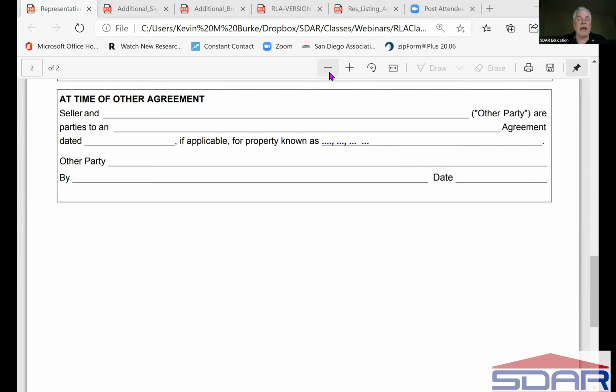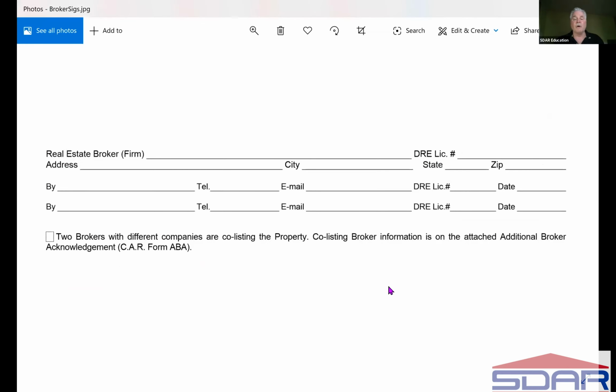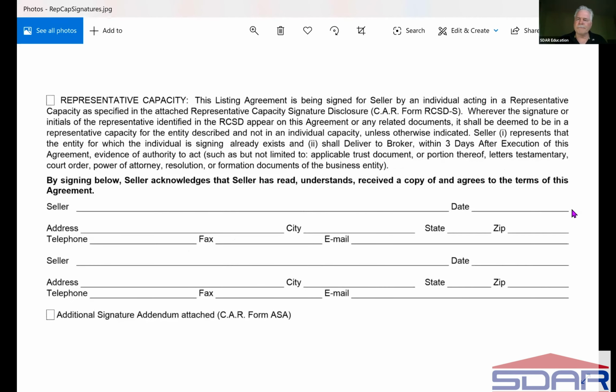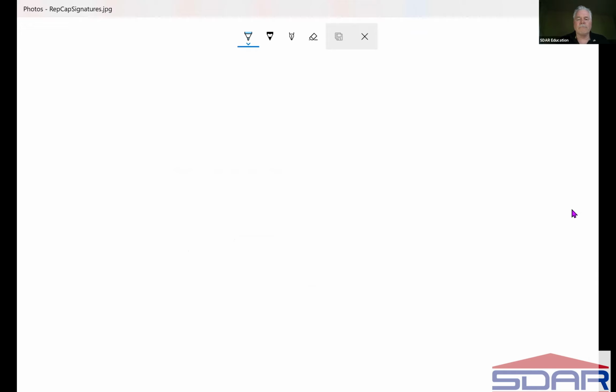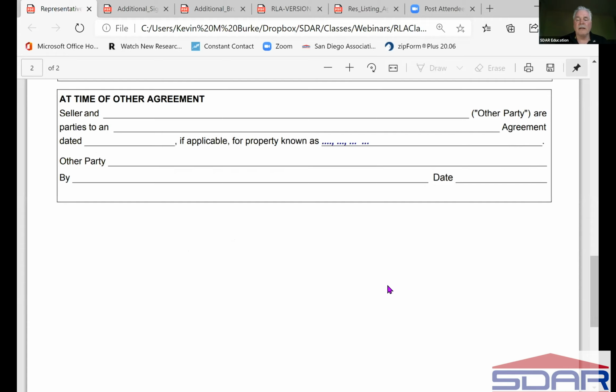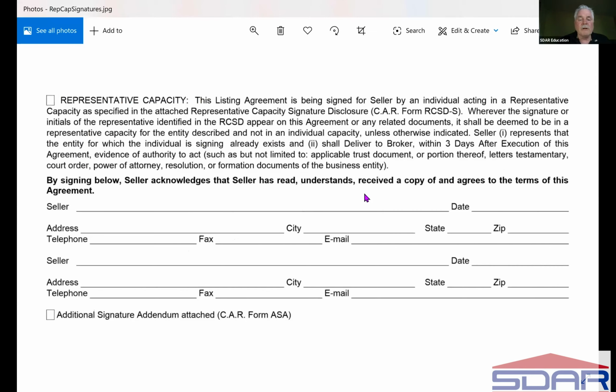Okay, so let's take a look now. I want to go back to the form. Okay, so let's go back to our signature page. Here it is. So this is the part where we were just doing ownership and title. This is the part that says representative capacity, and so it's being signed by the seller, et cetera. Okay, so this was my other agreement. Here we go. Okay, so by signing below, the seller acknowledges the seller has read, understands, and received a copy and agrees to the terms of the agreement.